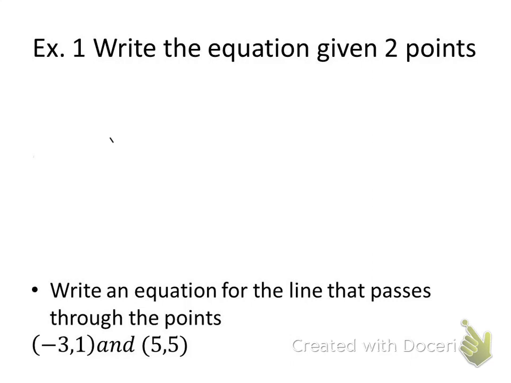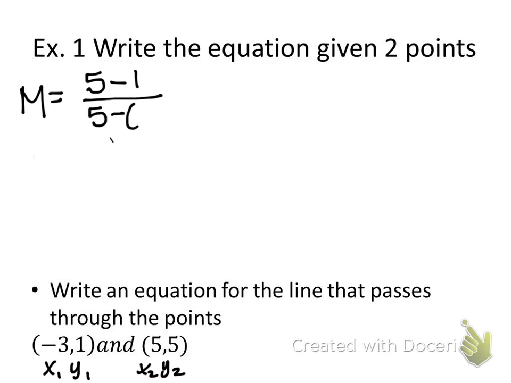So I'm going to write m equals y2 minus y1. I'm going to label these really quick: x1, y1, x2, y2. So I'm going to have 5 minus 1 over 5 minus negative 3. I see I need to go ahead and change this to a positive. 5 minus 1 is 4. 5 plus 3 is 8. Simplify this down to 1/2. So I know what my m is.